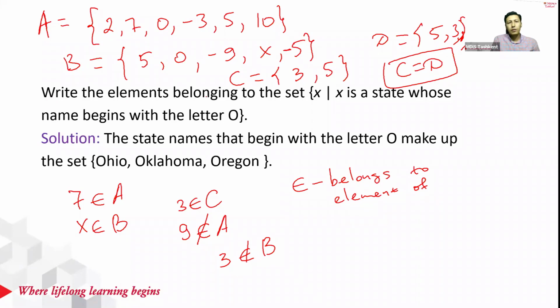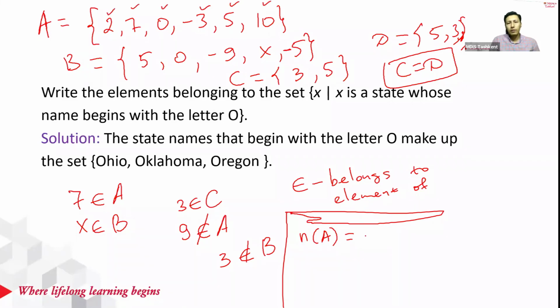Another symbol is N. N(A) means the number of elements of set A. So in set A, how many elements do we have? 1, 2, 3, 4, 5, 6. So we have 6 elements, so N(A) is equal to 6. And in B we have 5 elements. And C is 2. And D also is 2.